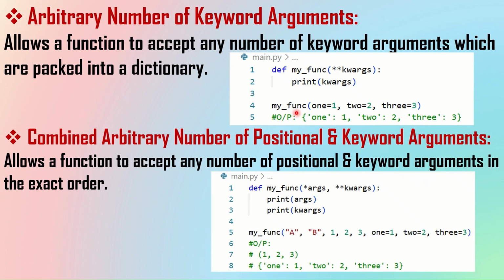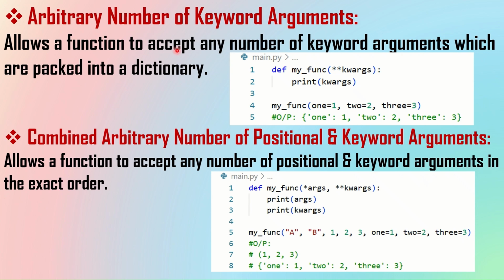In the fourth line, I was calling this function by passing the keyword arguments. Keyword arguments are usually passed in the form of argument equals value, right? So here the arguments are 1, 2, 3, and the values are 1, 2, 3. In this way, I passed three keyword arguments to this function definition, so all will be present inside this keyword argument. Whenever I print these keyword args, I can see the values inside the dictionary, a set of key value pairs.